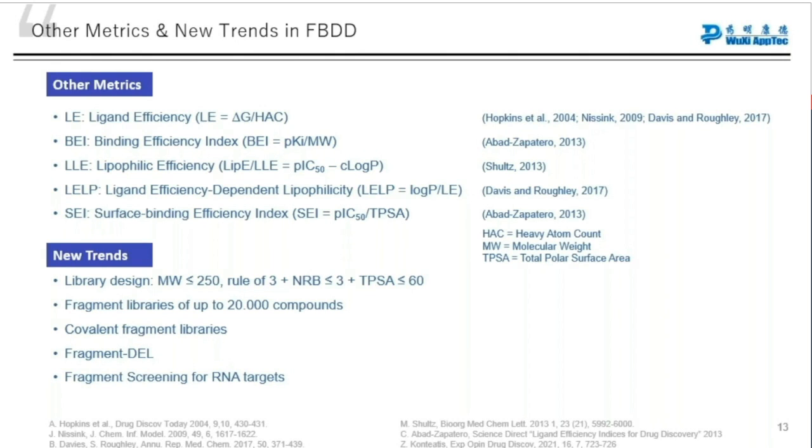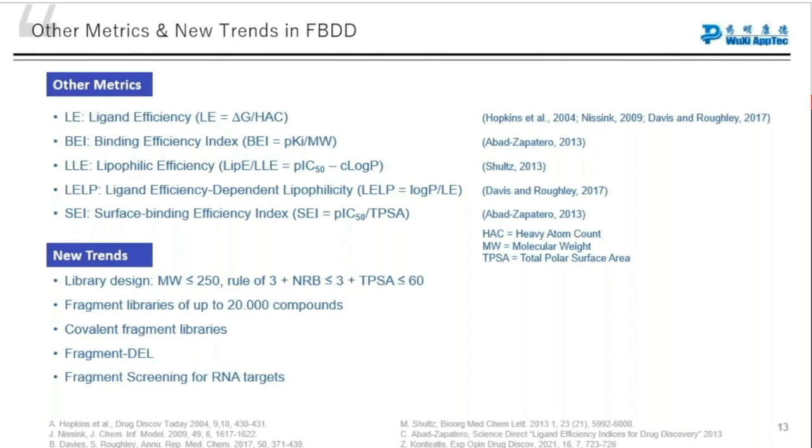And so that is a number you would want to increase in your optimization. There are other lipophilic metrics like the ligand efficiency dependent lipophilicity, the LELP, or there are guidance parameters that include the polar surface area. Now, there is for sure quite some experience within the field which ones to use. My preference is always to use ligand efficiency and lipophilic efficiency.